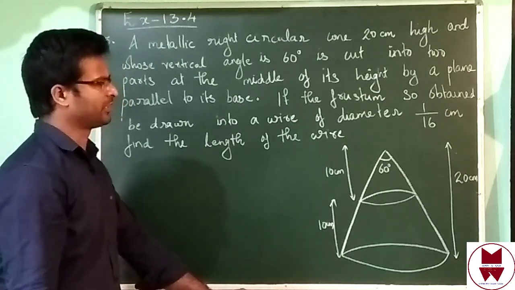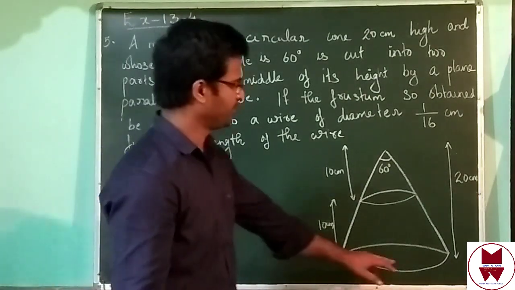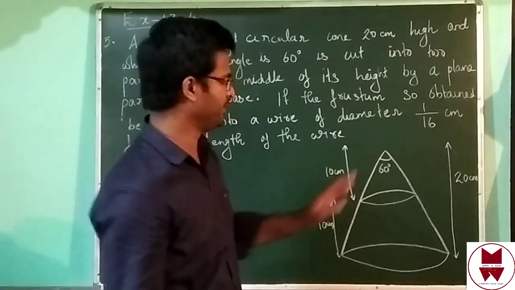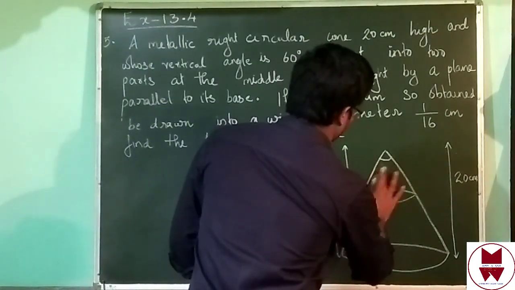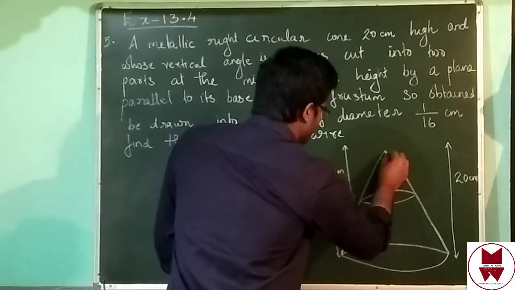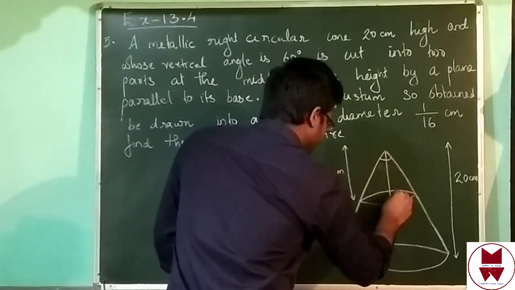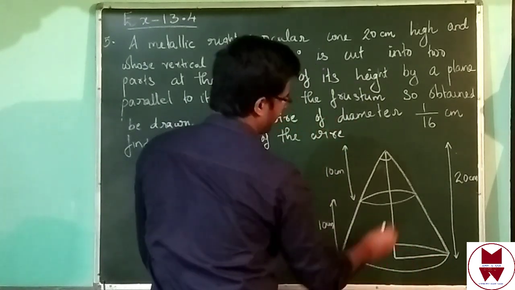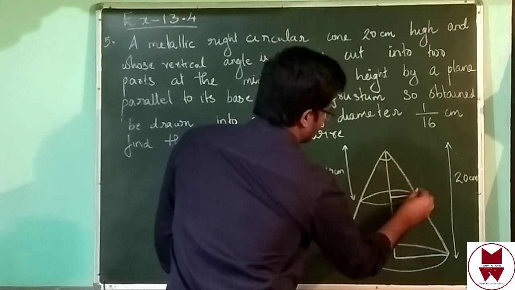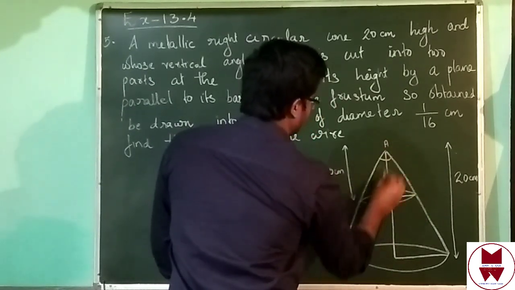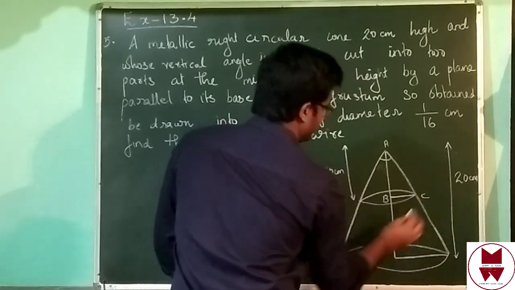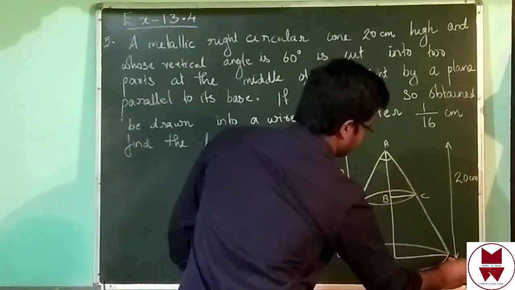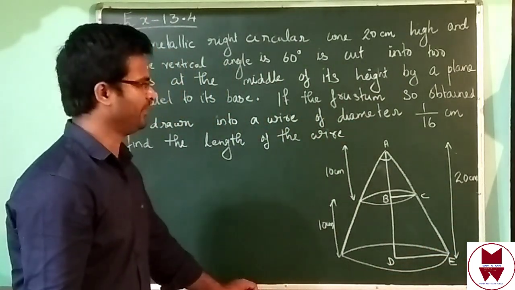Here they have not given the radius of the top side cone. First we have to find out the radius of this top cone. For that, draw one straight line to here, then here also. We can give names A, B, C, triangle ABC, then here D, E. A, B, C, D, we can give anywhere.